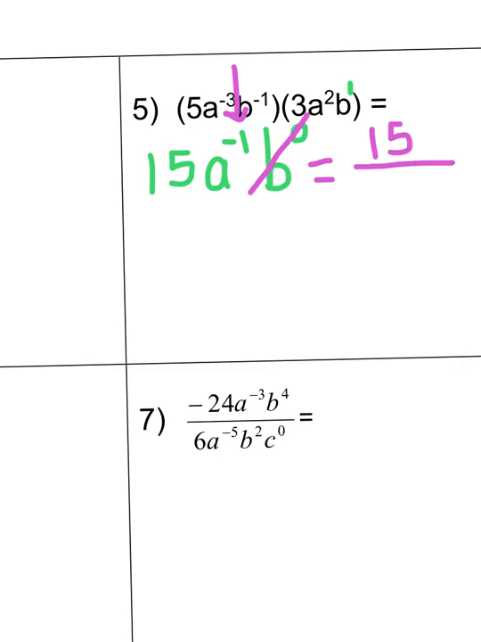Then since it's to the -1st power, the a will be moved to the denominator. Since it's to the 1st power, I do not have to write a 1 there. The final answer is 15 divided by a.